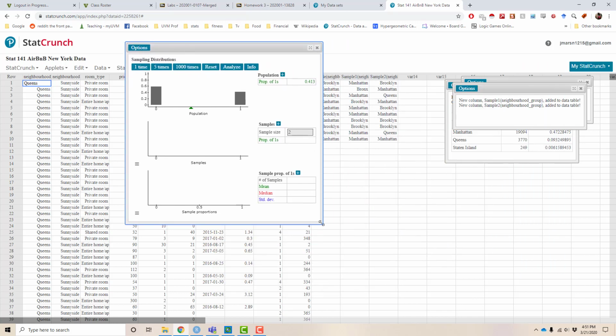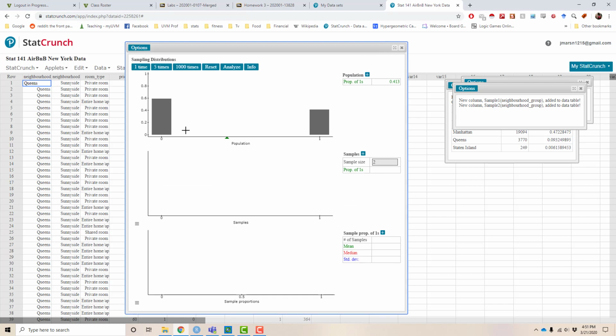it's going to give us a layout that's going to look like this. At the top is the population data. If you notice, there are 2 outcomes, 0 if it's not in Brooklyn, 1 if it is. So this has a height of about 0.6, this has a height of about 0.4. And if we tell it we want to take a sample of 10, what it's going to do is it's going to pick 10 apartments at random.